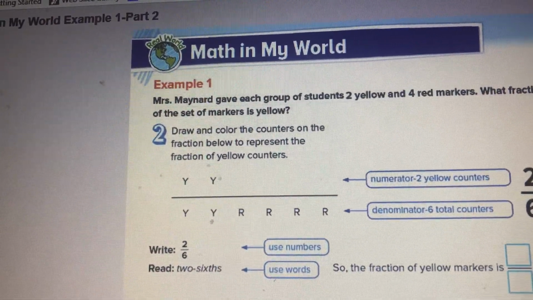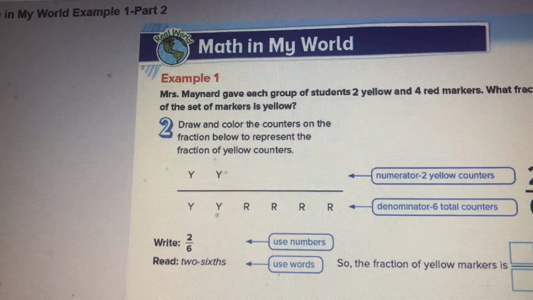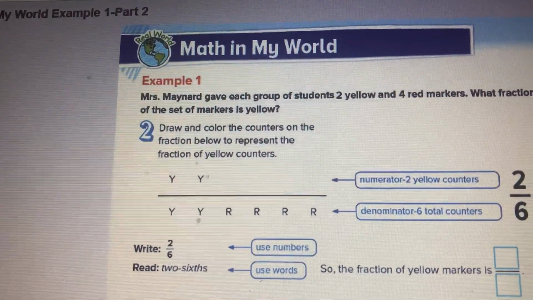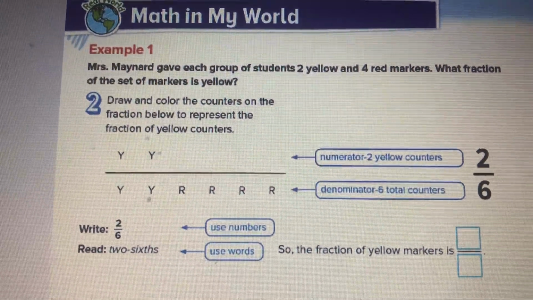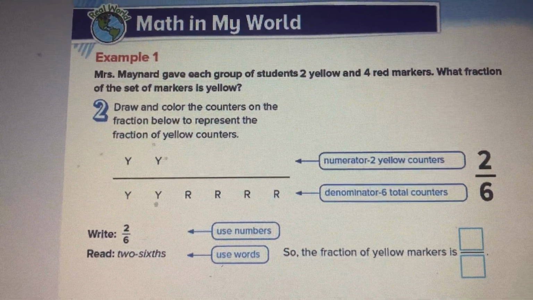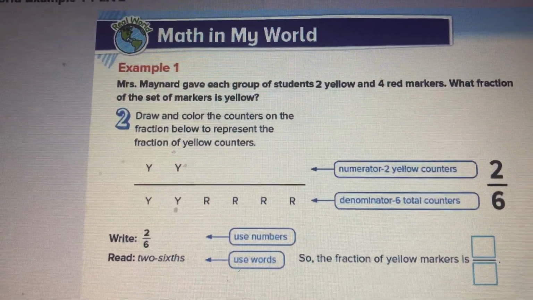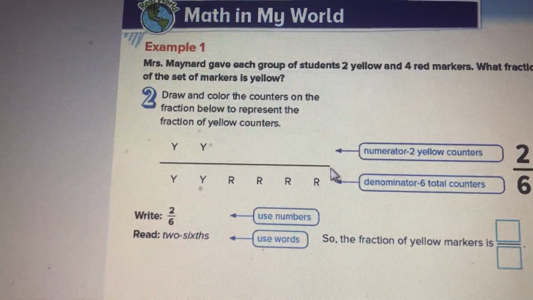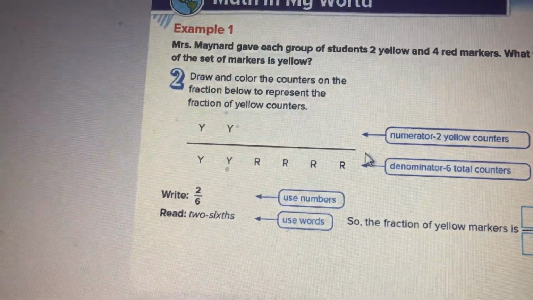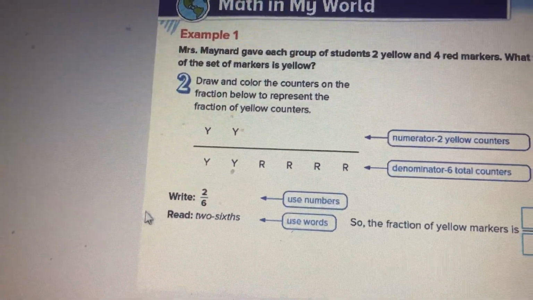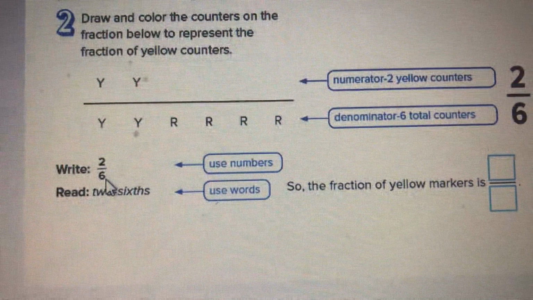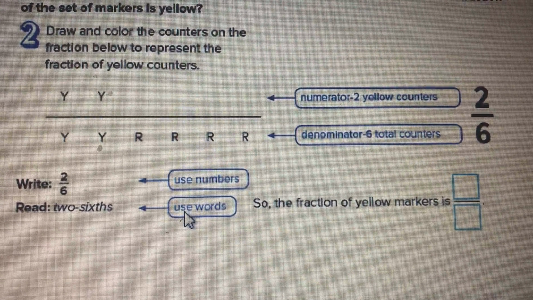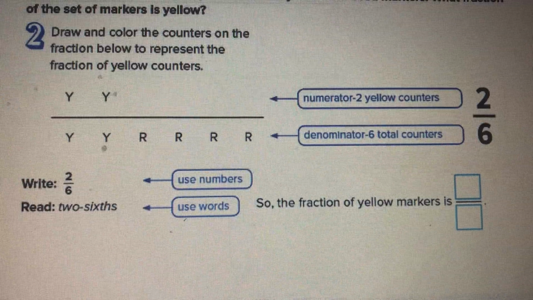And there's another way we could look at it. We could draw and color the counters on the fraction below to represent the fraction of yellow counters. So we'd have 2 yellow out of a total of 6 counters. We'd write that fraction 2/6, and when we read it, we say it using words. So the fraction of yellow markers is 2/6.